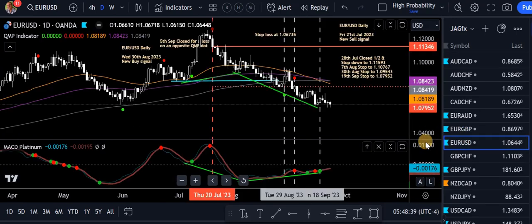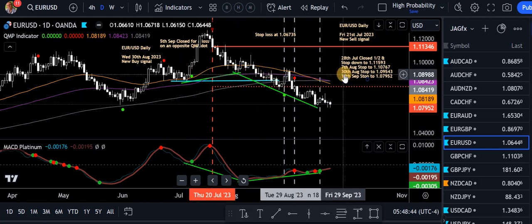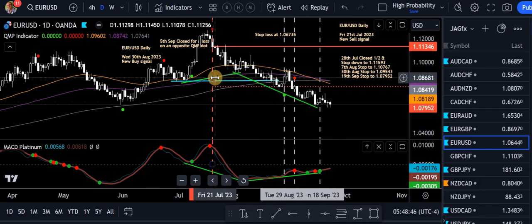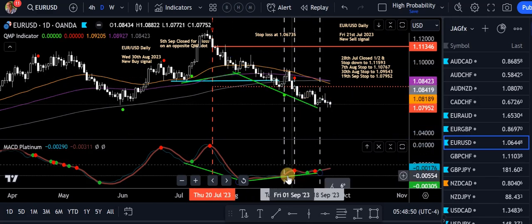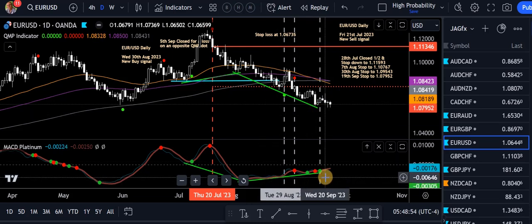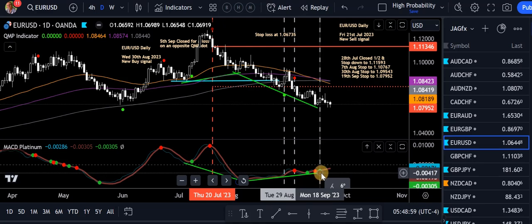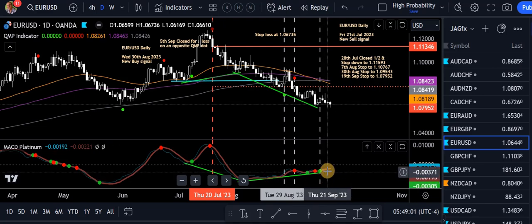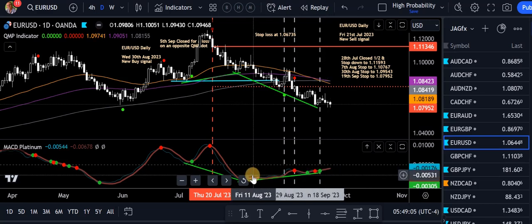Euro USD, we're in a sell all the way back, where's that one? 21st of July, so there, yeah, 21st. Stop now, really nice and tight. I'm starting to draw these trend lines in, potential divergence forming. Hence the grey vertical line here. It's just a warning signal. Green dot, MACD Platinum below the zero level. So looking to buy. There's the zero level there. So it's below in buy mode.